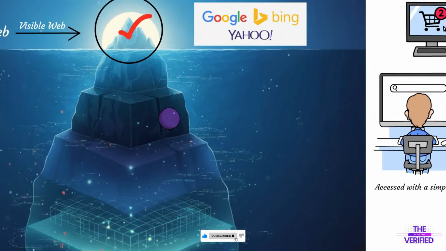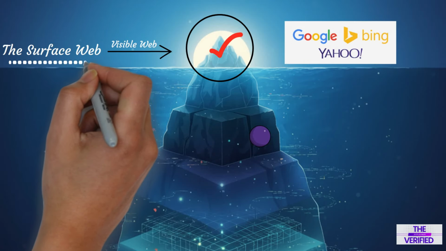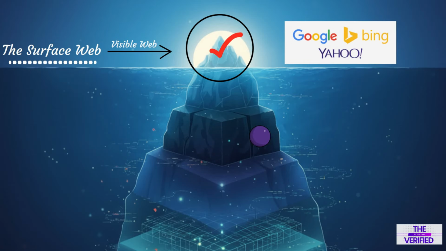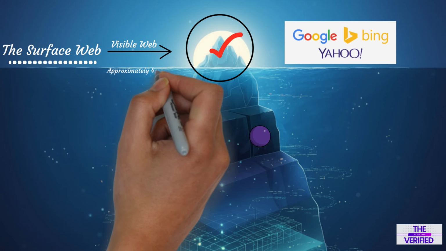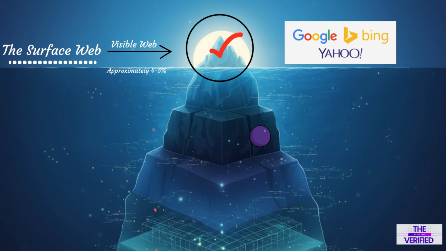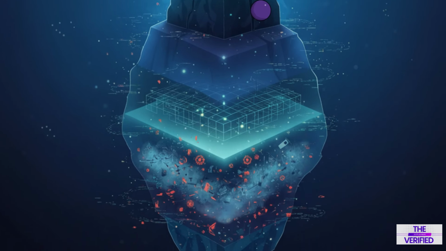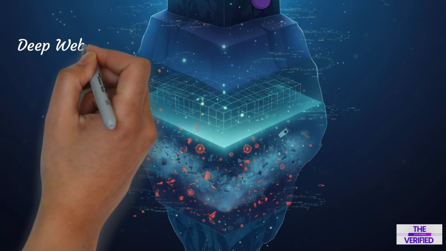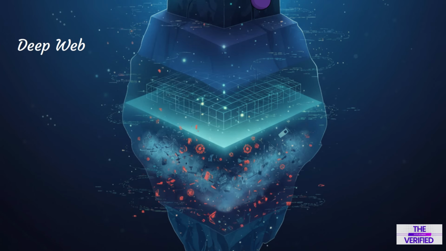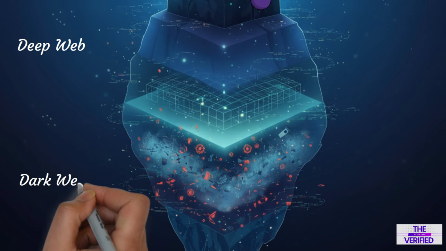Even though the surface web may seem huge, it is actually just a very small section of all the content that truly exists on the internet. The most recent studies indicate it makes up approximately 4 to 5% of all the information available online. The remaining content is situated where normal search engines cannot reach it, in areas that are known as the deep web and, even further down, the dark web.